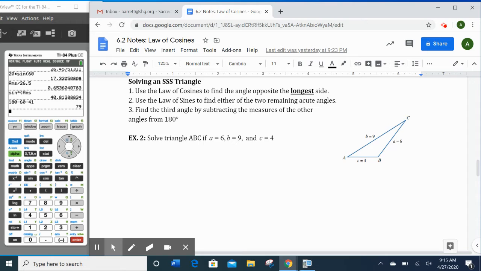So step one is to use the law of cosines to find the angle opposite the longest side. Then I'm going to use the law of sines to find either of the other two angles, and then I'm going to find the third angle by subtracting from 180.